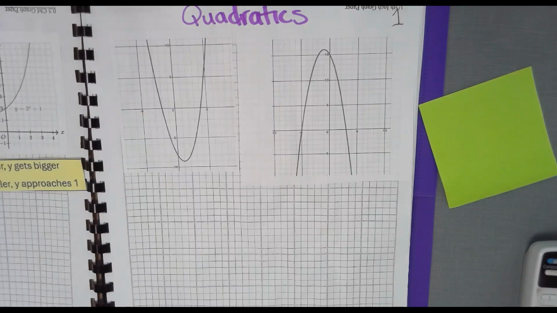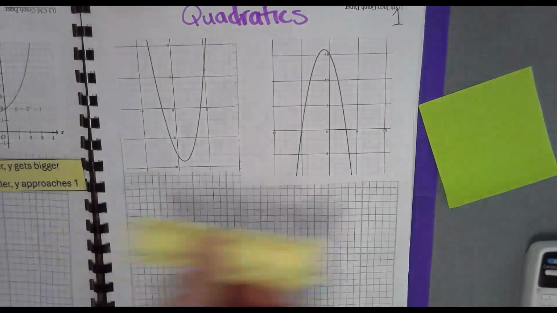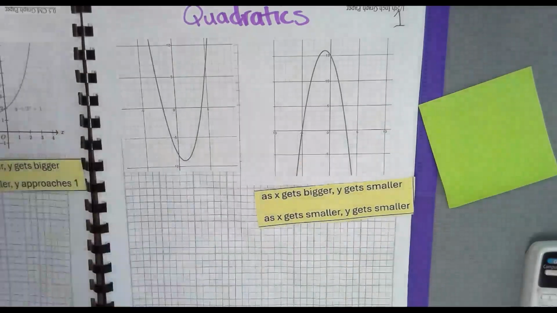Okay, now let's come over here. X gets bigger. Where's Y going? Y's getting smaller. X gets smaller. Where's Y going? Smaller. Hey, y'all with quadratics, look. Smaller, smaller. Y gets smaller. Y gets bigger. That's the way the quadratics work. Okay? So there's that, and there's that.